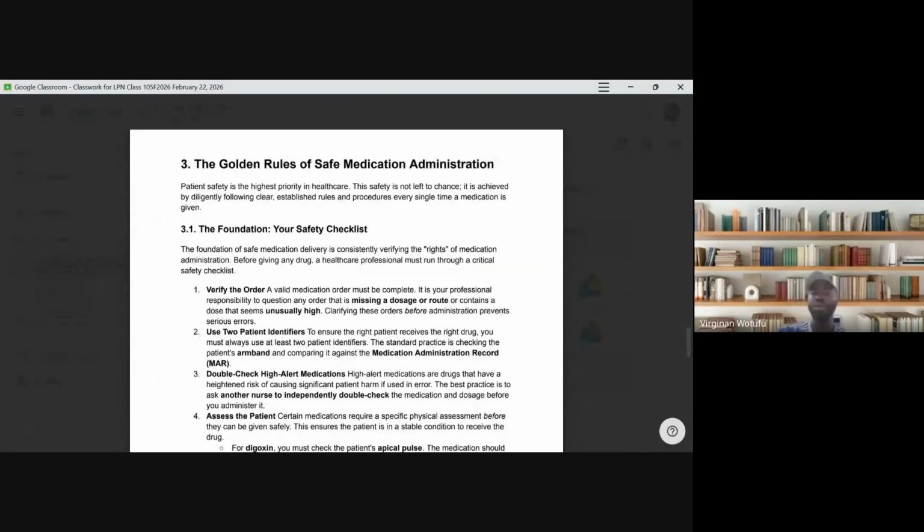Another is the use of two patient identifiers. When administering medications, you make sure you use two patient identifiers: the name and date of birth. Check them against the medication administration record. If they match, then you can proceed and administer the medication to the patient.